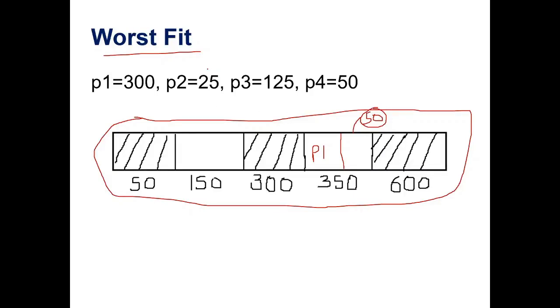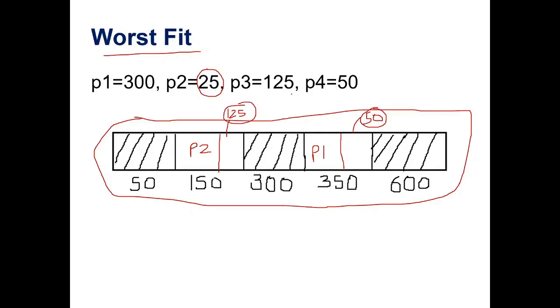Now another process has come, 25. Which is the largest block here? 150 is the largest block here. So process P2 will be allocated here. And after allocation, how much memory remains here? 150 minus 25, so 125 memory remains here.